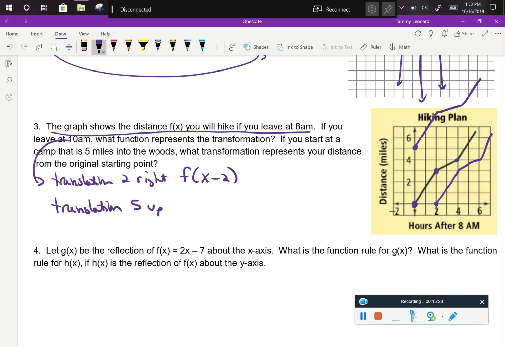5. 5 up. Okay. So if it goes up and down, it's not going to happen inside the parentheses, right? So I'm going to take f of x, and to the output, I'm going to add 5. That would be expressing this using function notation.